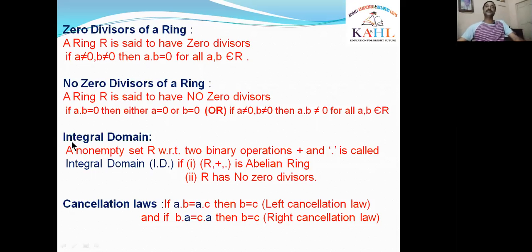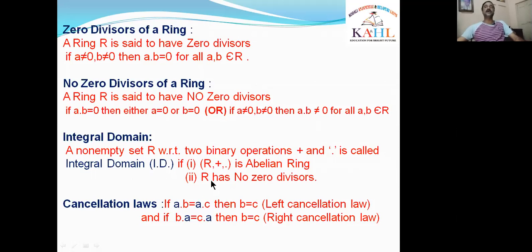That is, the next definition is integral domain. A non-empty set R with respect to two binary operations plus and dot is called integral domain if, integral domain is simply noted as I.D. First one, R plus dot is abelian ring. A non-empty set R with respect to binary operations plus and dot is said to be integral domain if R plus dot is abelian ring. The first condition is abelian ring.